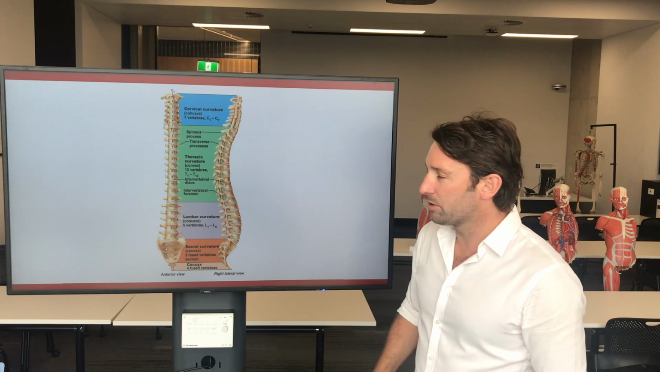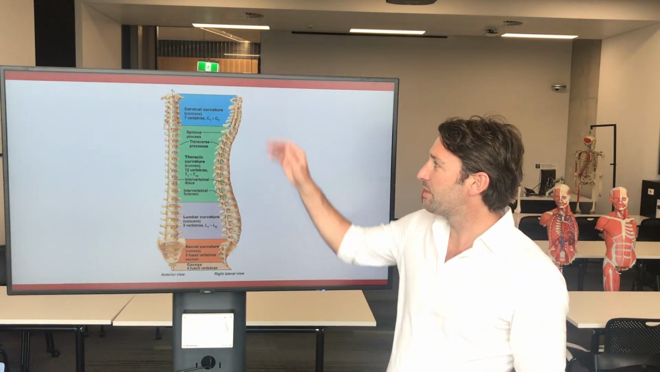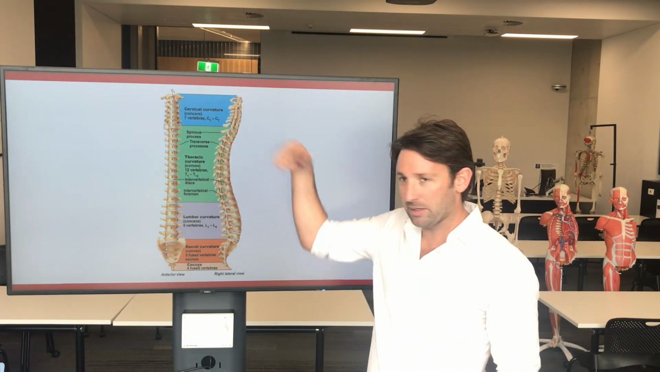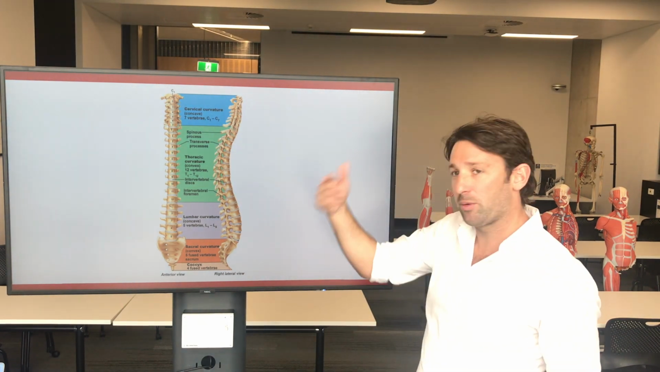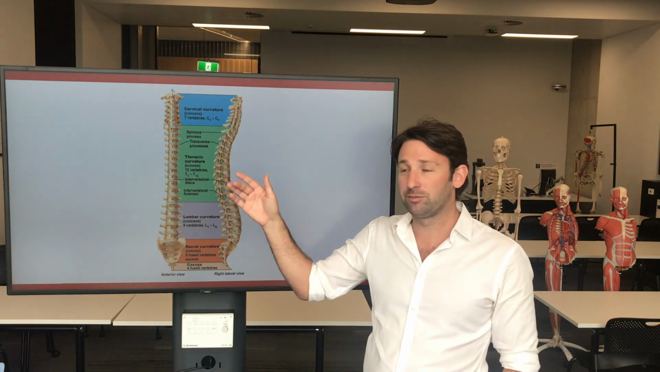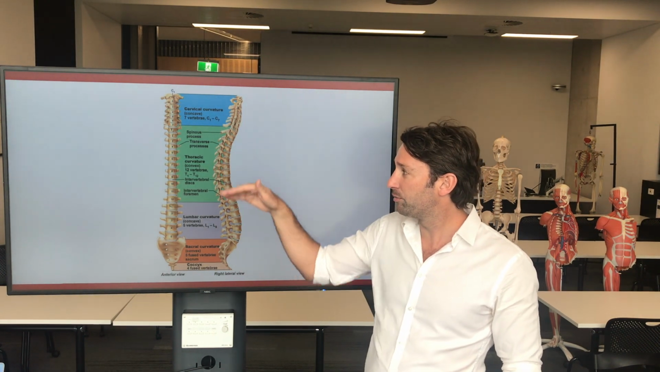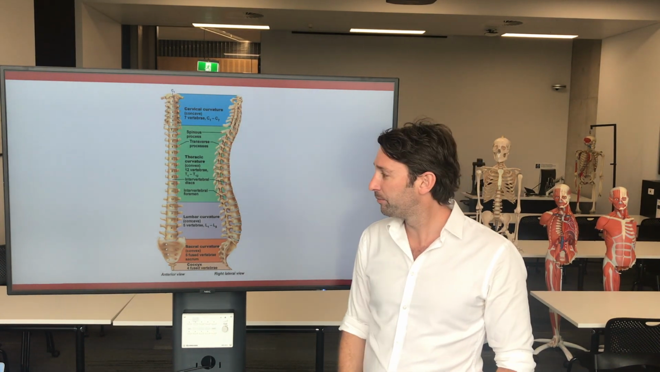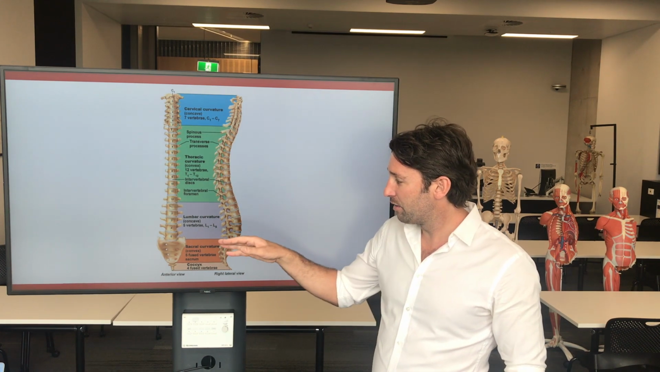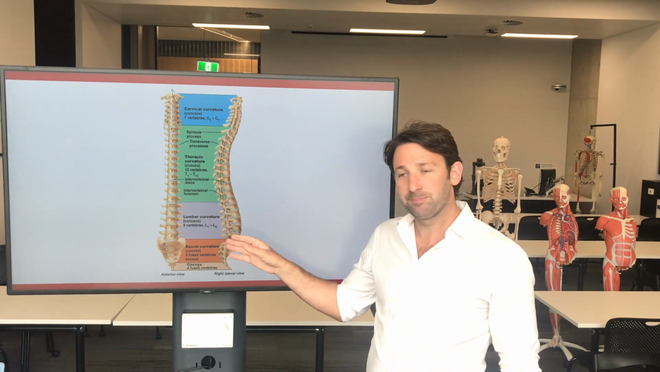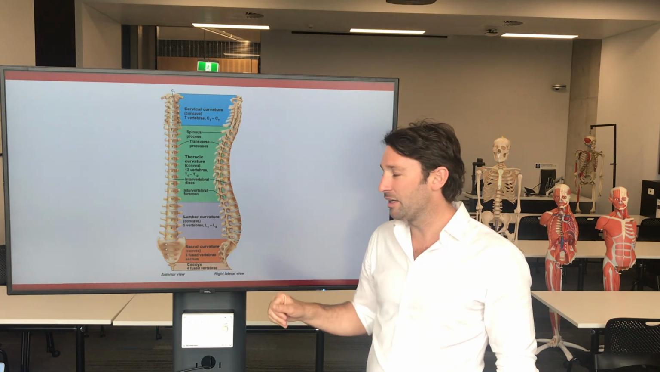In this top part here, we've got the cervical vertebrae. There's 7 cervical vertebrae. That's that top part of your neck, this section up here. Then we've got our middle part of our back, which is our thoracic vertebrae, and there's 12 labelled T1 to T12. That's 12 thoracic vertebrae. There's 5 lumbar vertebrae. There's 5 in your sacrum, and then 4 in your coccyx.